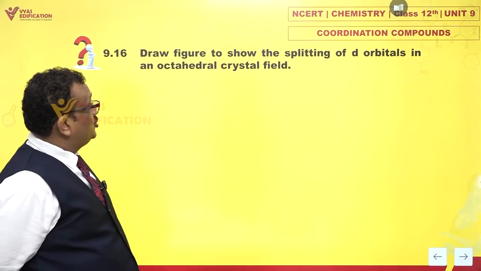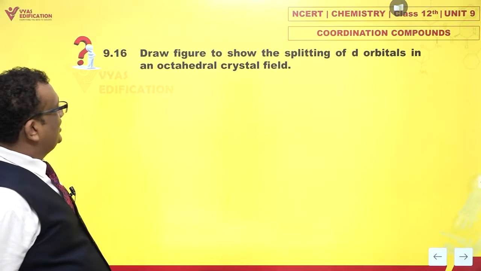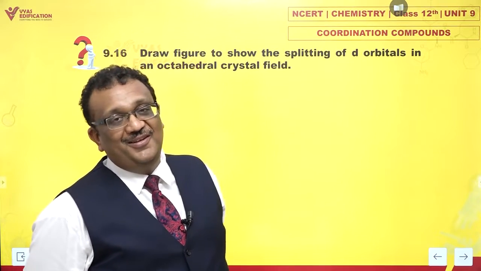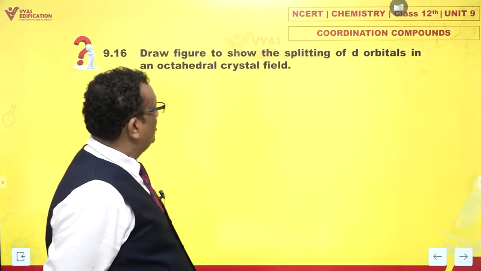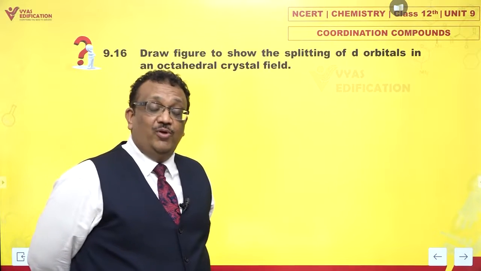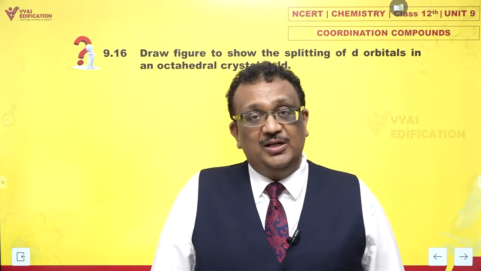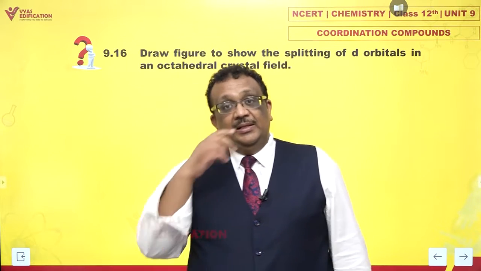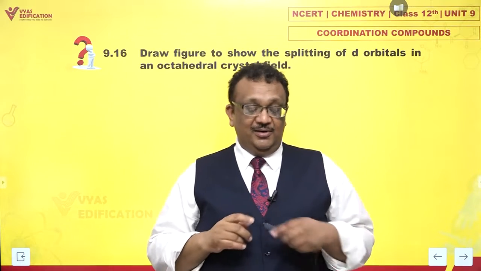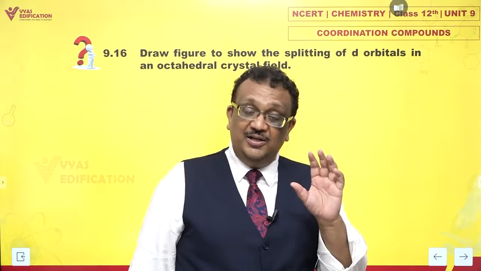Draw a figure to show the splitting of d orbitals in an octahedral crystal field. Now, this is very interesting in many respects. Why? First of all, you have to appreciate that splitting of d orbitals does not mean that you are trying to cut d orbitals, that there are 5 and after cutting they would become 10. No. All it means is that d orbitals are degenerate.